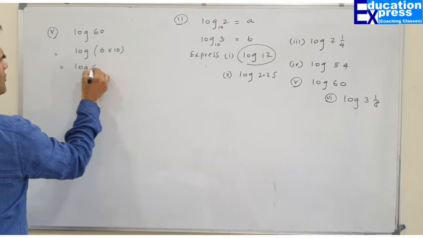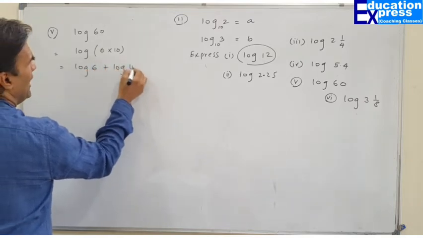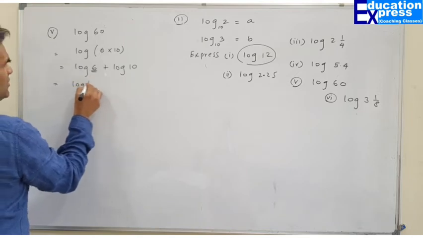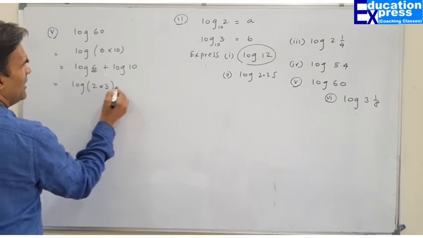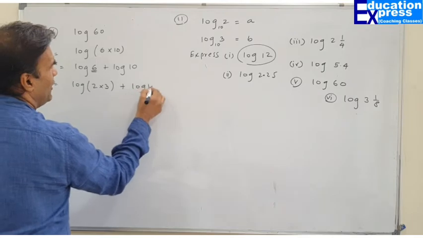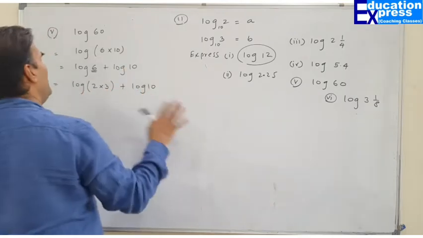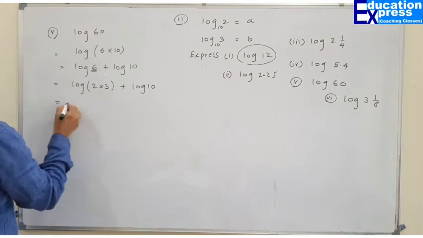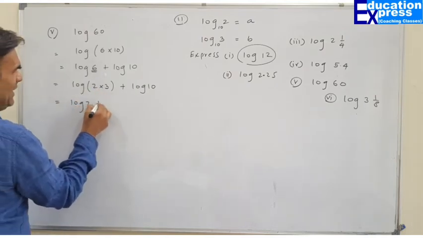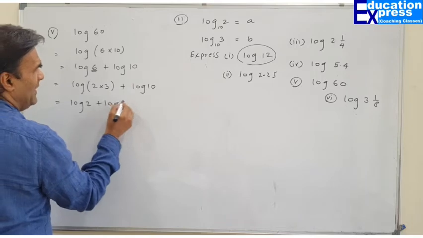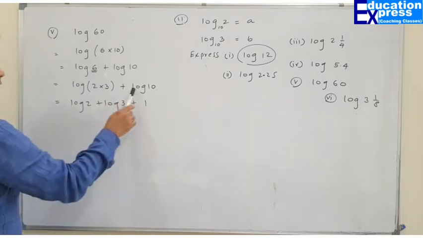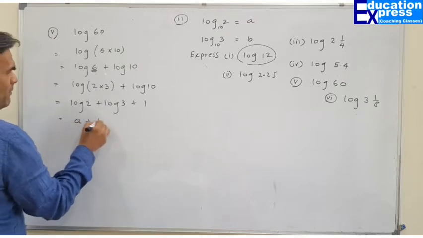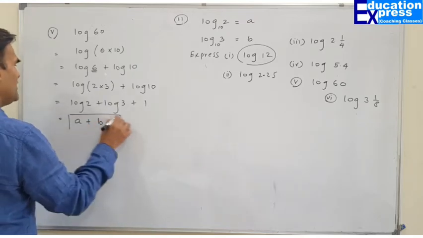So this would be log 6 plus log 10. Now log 6 can further be divided into 2 into 3, plus log 10. Ultimately we want everything to be converted into log 2 and log 3. Log 2 into 3, log AB, log A plus log B plus 1, because log of 10 is 1. What is the value of log 2? A. B. 1. This is your final answer.